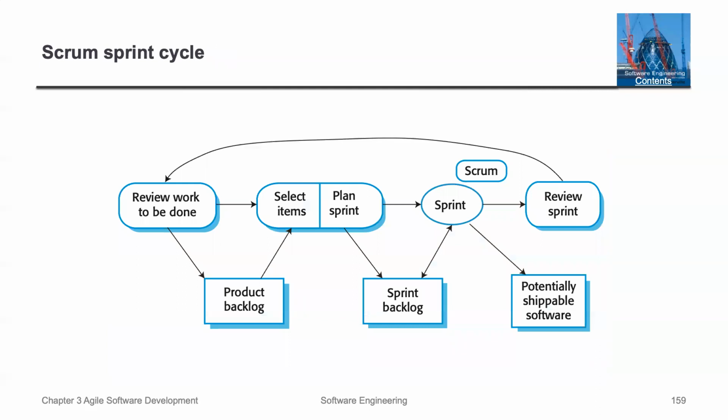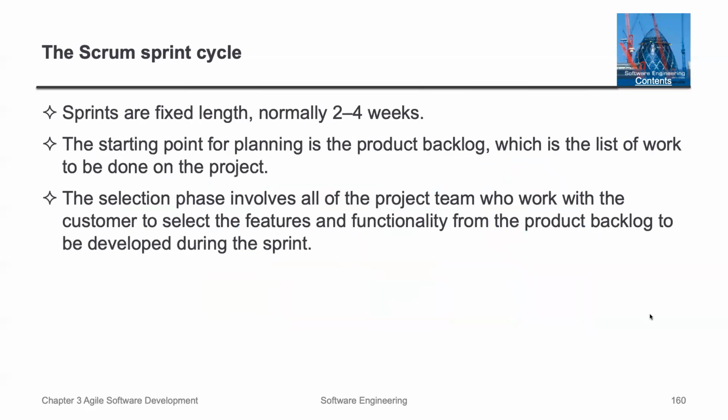So here is a picture of a Scrum sprint cycle. And so you want to be reviewing the work to be done, and then you consider the product backlog, you select the item, and then you plan. Then, once again thinking in terms of a backlog, here we're thinking about the sprint backlog. You do the sprint, and then you review the sprint, and then you can go back. And so if you finish a sprint and you think that there could be some potentially shippable software, that would be a good off-ramp for what you would release.